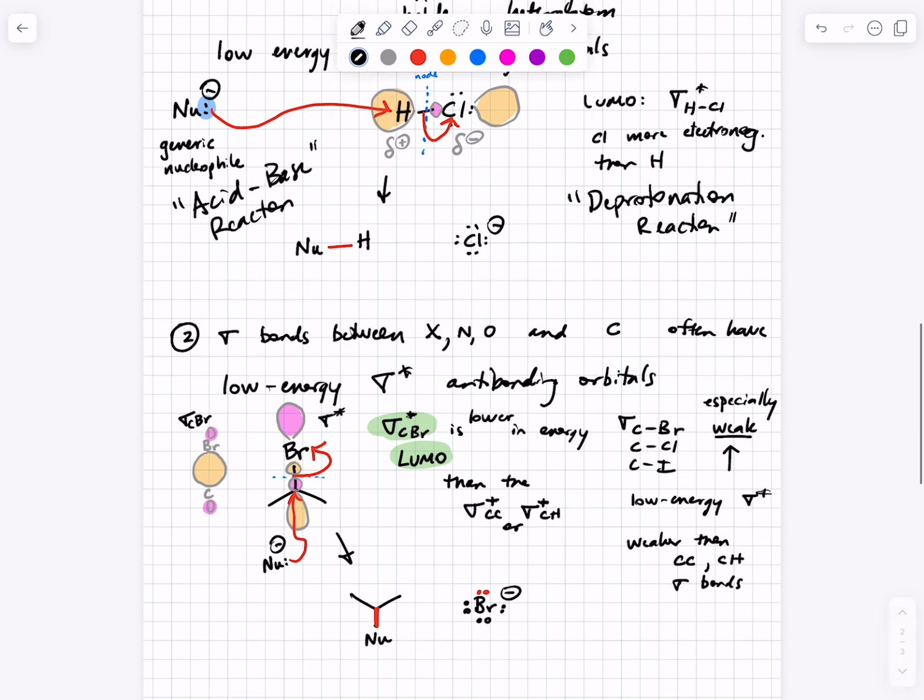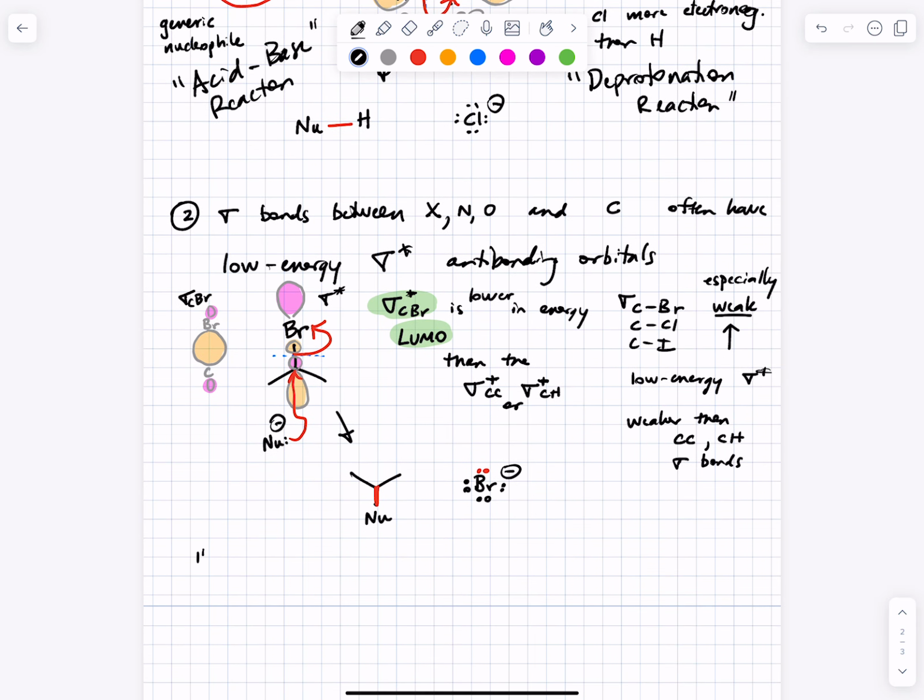Then lastly, with the reaction that I've shown you here, this is called a substitution reaction. The reason it's called a substitution reaction is because we used to have bromo attached to the carbon. Now we substituted it out for the nucleophile. And because bromo leaves with its electrons in substitution reactions, we will often call the bromo a leaving group.